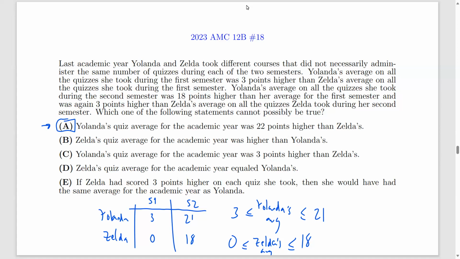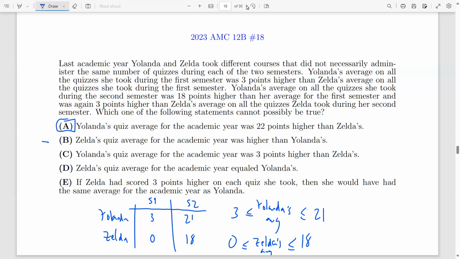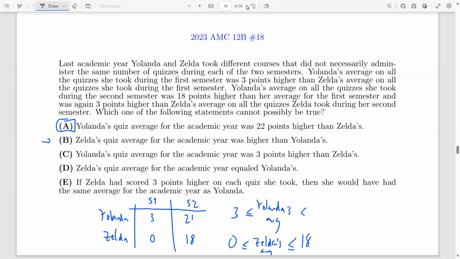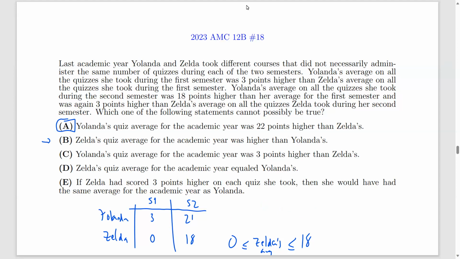To be complete, let's prove that choices B through E could occur, therefore ruling them out as answer choices. So for choice B, Zelda's quiz average for the academic year was higher than Yolanda's. This could happen if Zelda took more quizzes during semester 2, significantly more quizzes than Yolanda did.